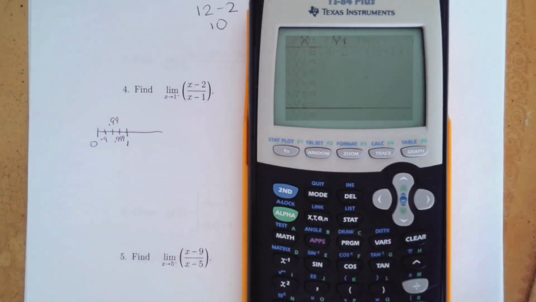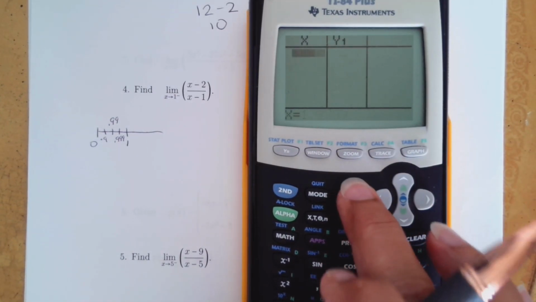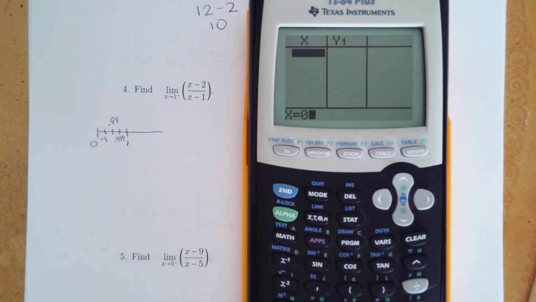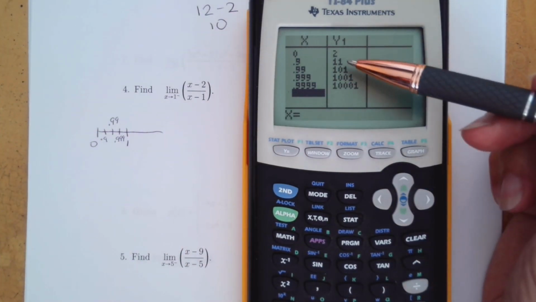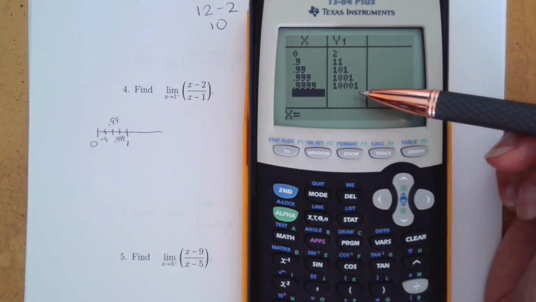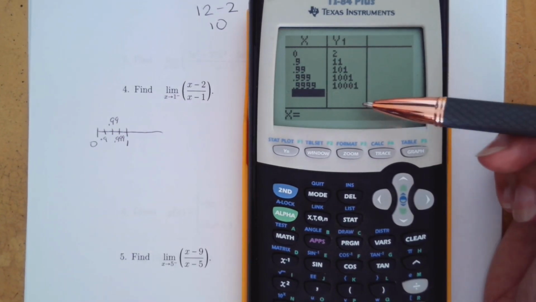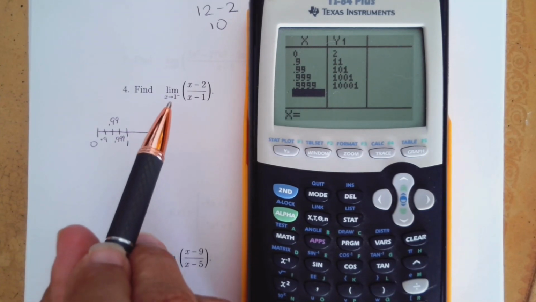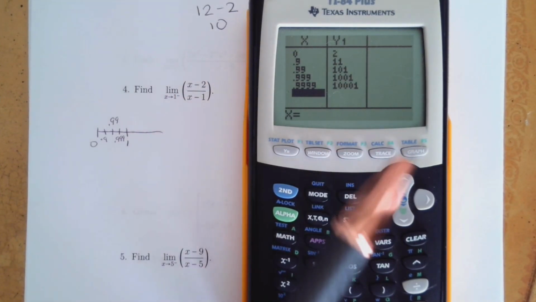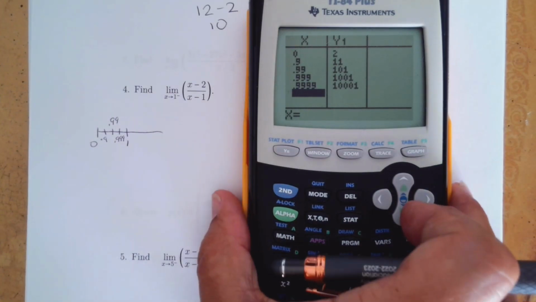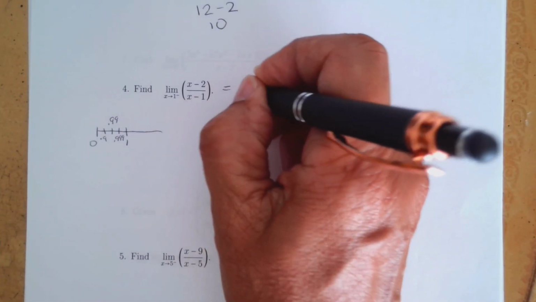All right, so we're going to go to the table, second graph, hit the delete key to get rid of what was in there. And so I'm going to do 0, enter. 0.9, 0.99, 0.999, so I can get as close as I want to 1. Okay. So again, these numbers are growing rather largely, and they're not going towards anything. They're just getting bigger and bigger and bigger. So that means that the limit as x approaches 1 from the left of this function would be positive infinity. Okay? Positive infinity.